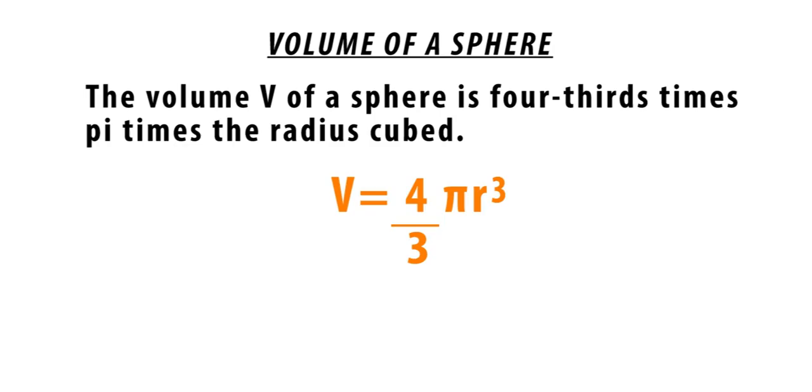The volume V of a sphere is 4/3 multiplied by pi multiplied by the radius cubed. We can write the volume of a sphere with radius r as V equals 4 divided by 3 pi r cubed.